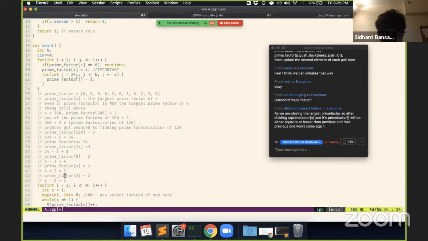So now you can just backtrace this. 8 can be written as 2 into 2 into 2. 24 can be written as 3 into 2 into 2 into 2. And yeah, this got complicated pretty fast, but this is how it can be written.